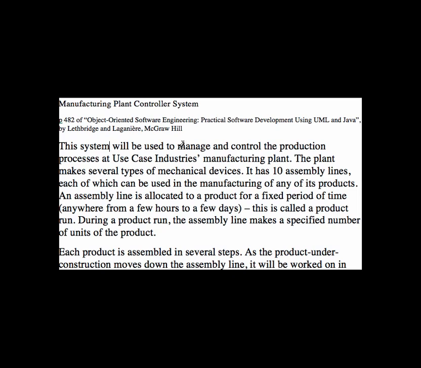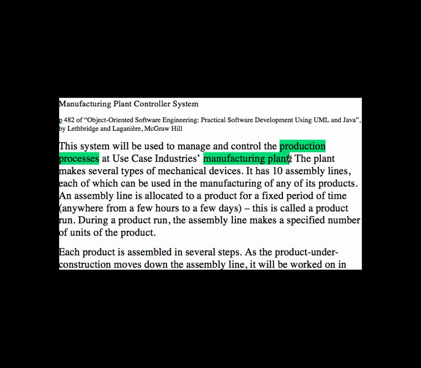The system will be used to manage and control, those are both verbs, the production processes at Use Case Industries. So production processes possibly might be a noun that could be a class. Let's take a look at that. Production process, possibly a noun. At Use Case Industries manufacturing plant. Now, Use Case Industries manufacturing plant is probably an instance of class manufacturing plant, so it might well be that we want to highlight manufacturing plant as a class in the system.